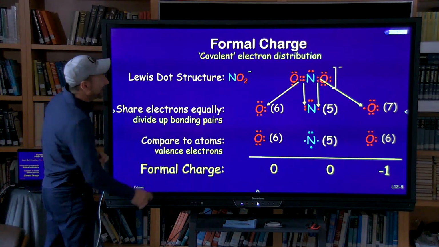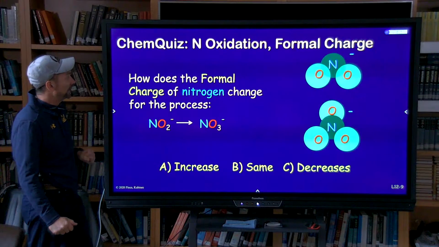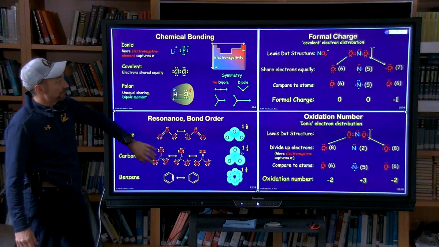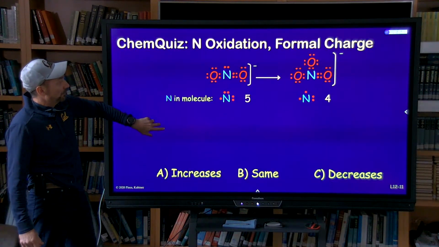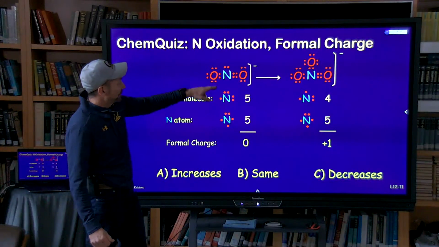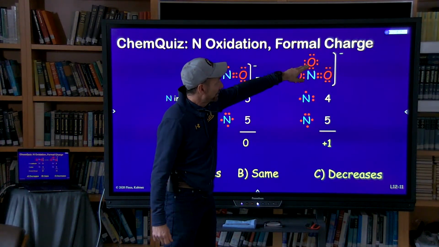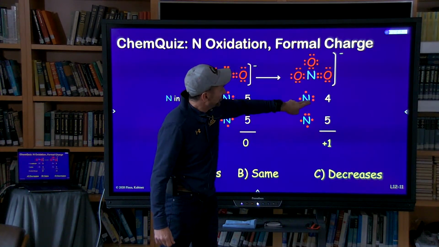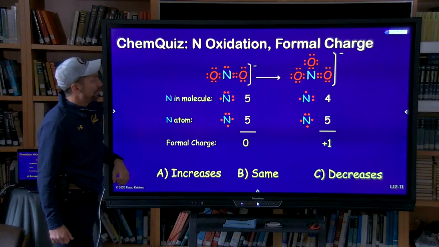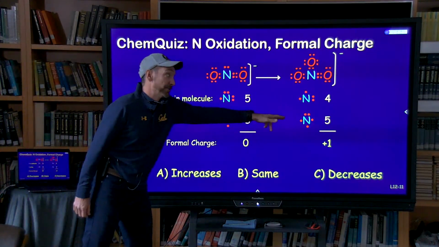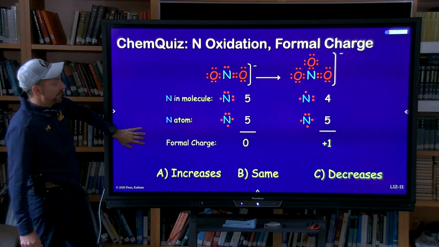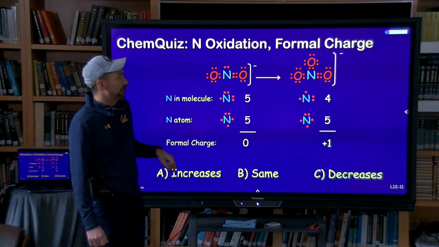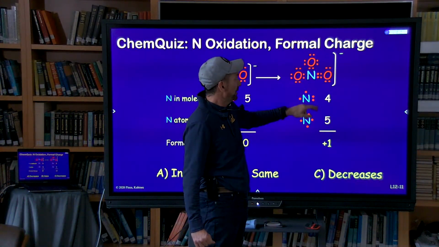So let's look at that in the form of a chem quiz. Well, we did this one last time, so we'll just run through this one. So we said, let's calculate the formal charge when I oxidize. I add another oxygen there, and you can see how I'm sharing that one, and those two for that nitrogen to get that 4 around nitrogen in the molecule. It's always the same for nitrogen, 5 valence electrons. So that's an increase. It was 0 here, and it increased in formal charge. So now you have a +1 formal charge here.